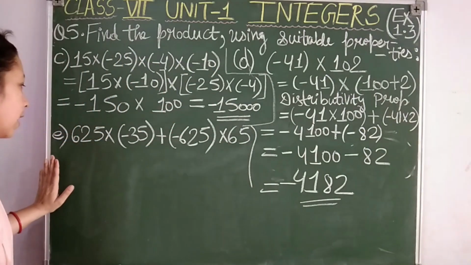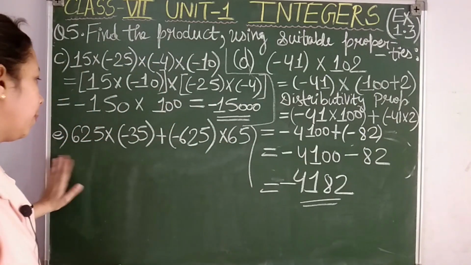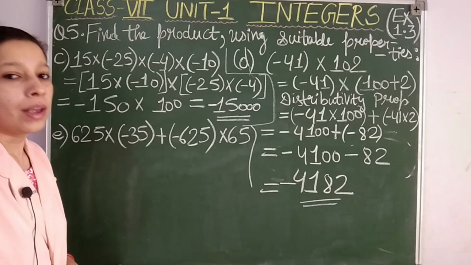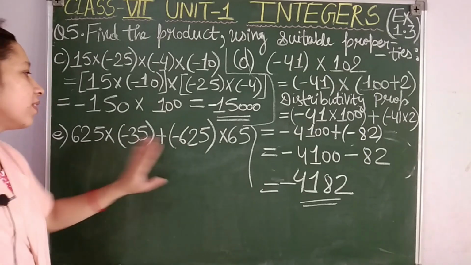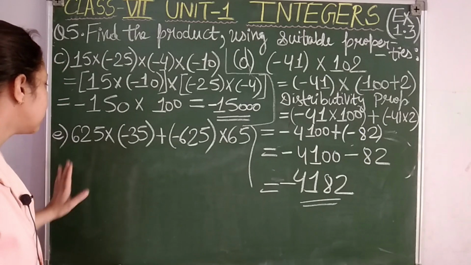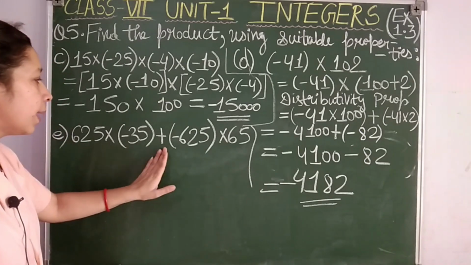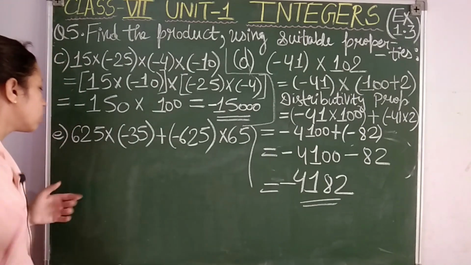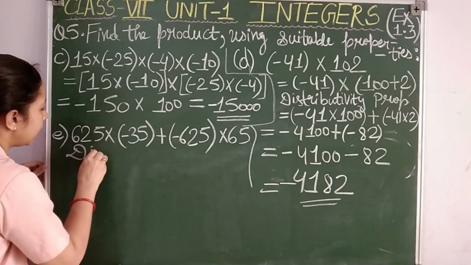Now let's move to our next point, that is question number E. By seeing this, just see it, what you are observing. We can see here that 625 is written 2 times. That means we are going to use distributivity property, which states that A into B plus A into C. Clear, students?